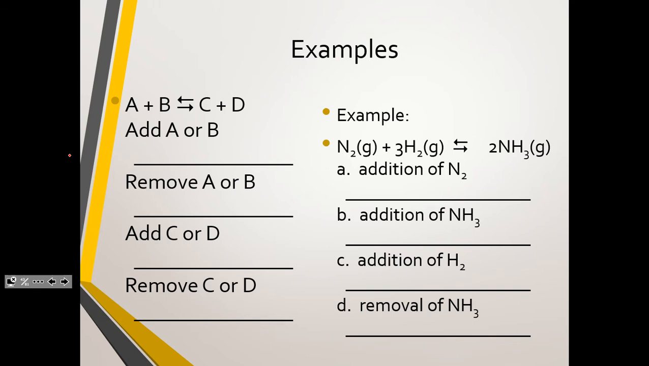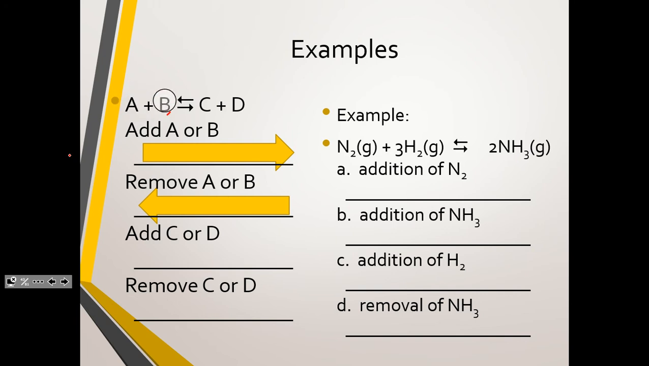Reaction on the left, A plus B yields C plus D. If we add A or B, we are going to be increasing the amount of this to reestablish equilibrium. We will have to shift equilibrium to the right. If we remove A or B, we will create a hole on the left side, and we will be forced to shift equilibrium to the left.